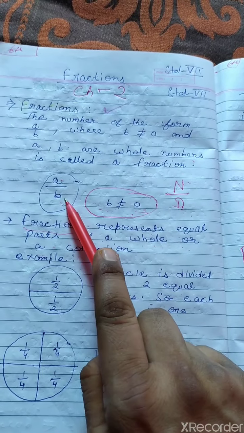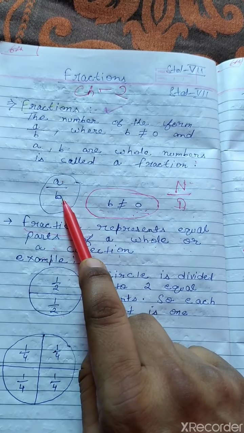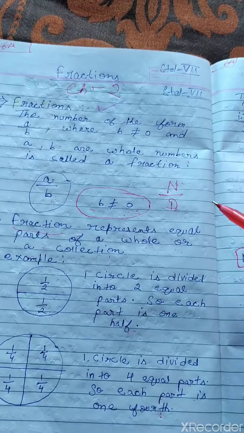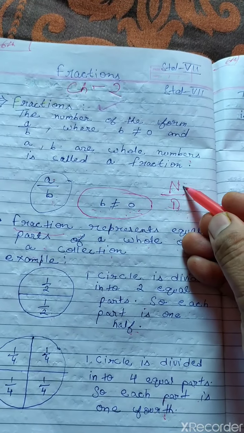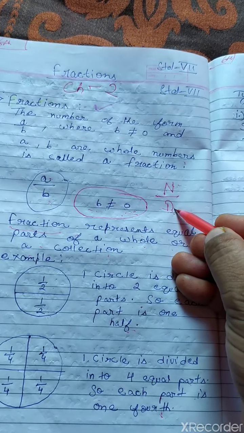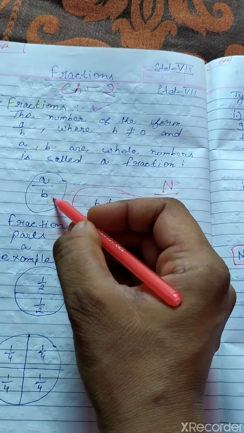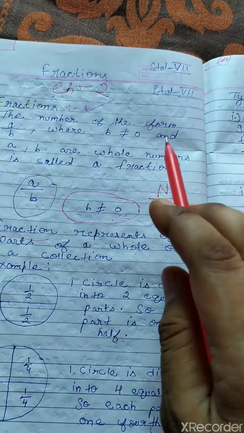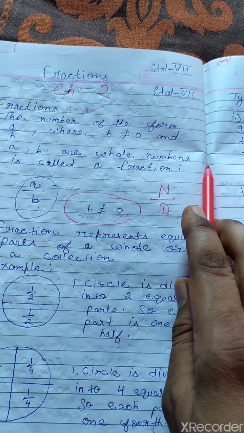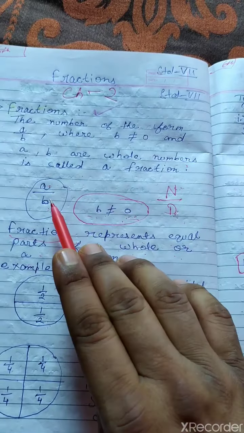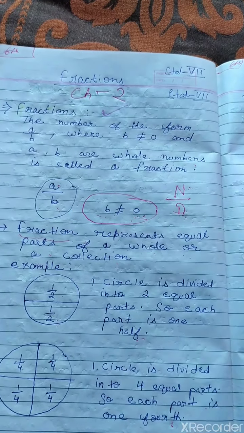Means the denominator b, in a by b, is downside, so b cannot be equal to 0. Fractions are written like this, numerator by denominator. The denominator cannot be equal to 0, but both numbers are whole numbers only, and whole numbers are either 0 or positive integers. That's why a fraction is always positive.